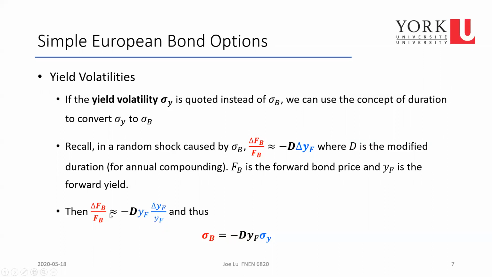So essentially, there's a relationship between the percentage change of bond price and the percentage change of yields. So therefore, the bond price volatility is really the yield volatility times the duration and times the yield and times -1. So this will allow you to convert a yield volatility to a bond volatility. Okay, so that's one piece of that.